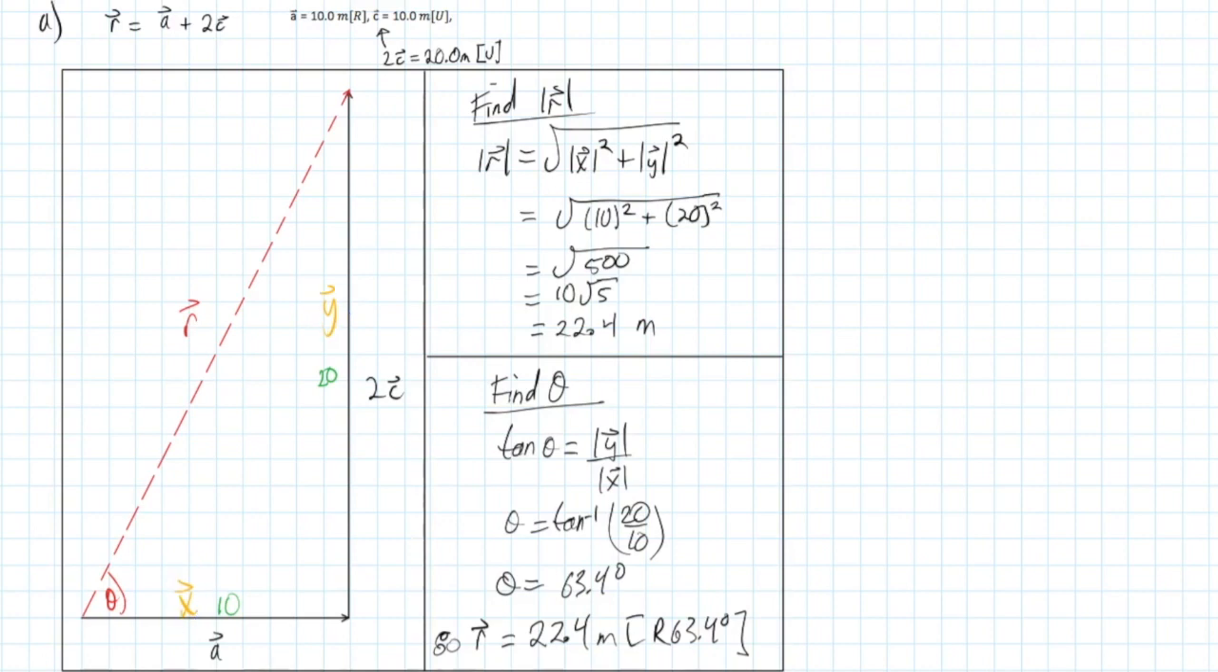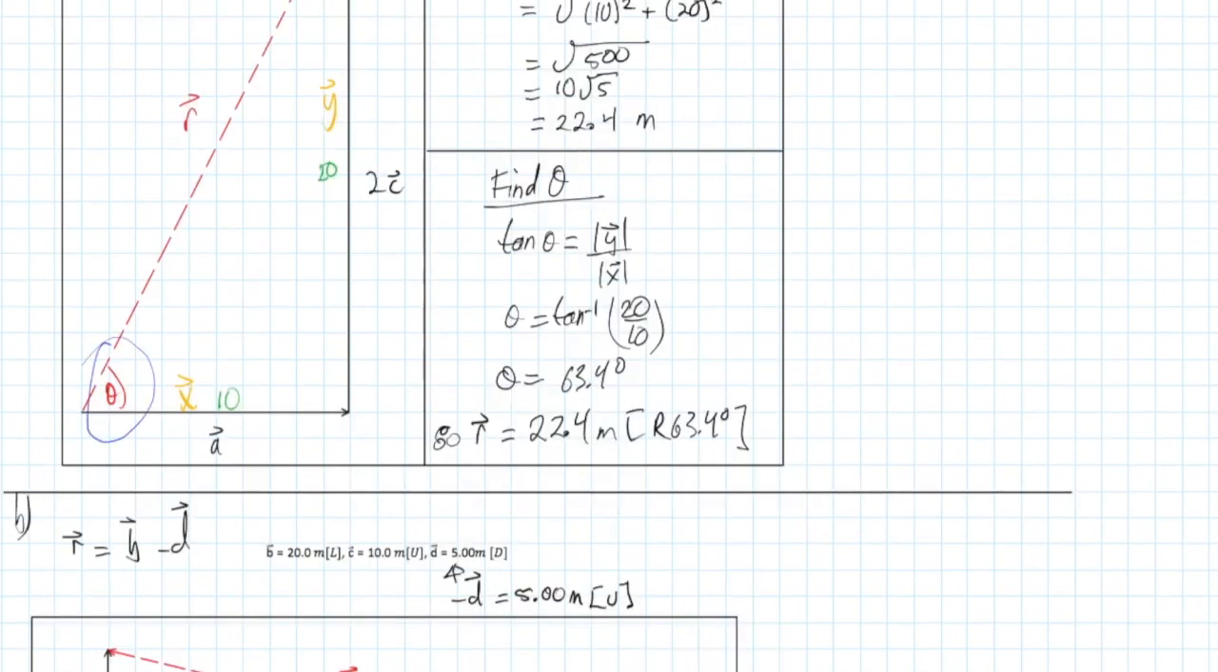So vector x basically just represents what the final result is in the x-axis, and vector y represents the overall vector in the y-axis. In this case, vector y is equal to 2c. So solving for r, we use the Pythagorean theorem. The magnitude of r is equal to the square root of the magnitude of x squared plus the magnitude of y squared. Substituting all that in, we get 10 root 5, which as a decimal is 22.4 meters.